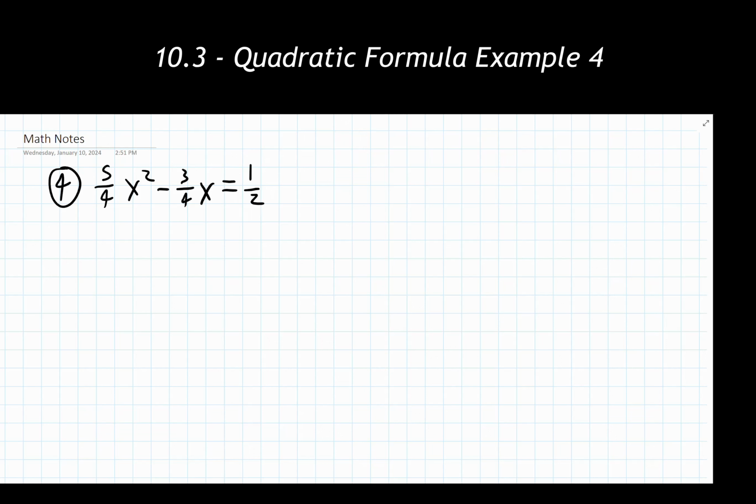For starters, let's get this thing into our standard form. Standard form still works regardless of whether we have fractions or decimals or integers showing up. So I'm going to get 5 over 4 x squared minus 3 over 4 x minus 1/2 equals 0. So now everything is in standard form.